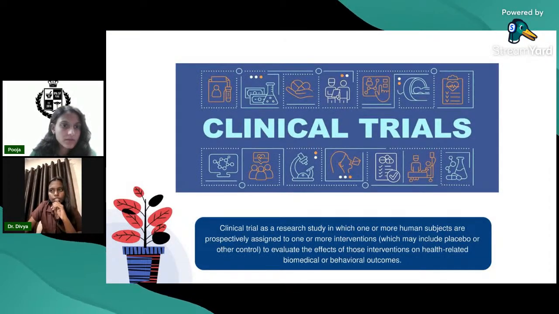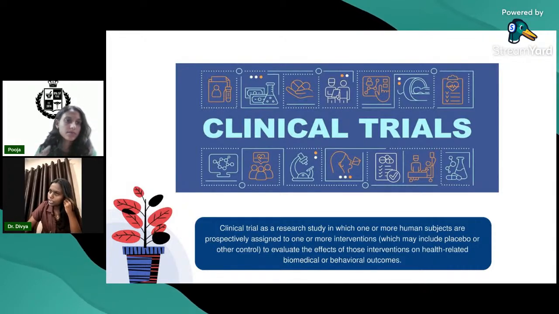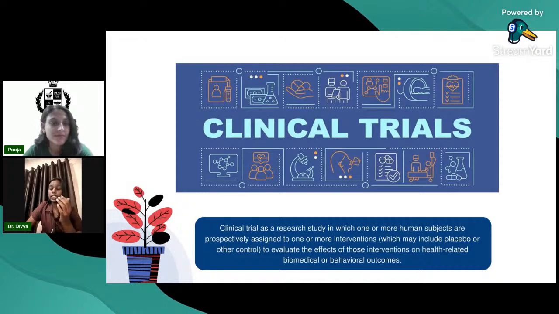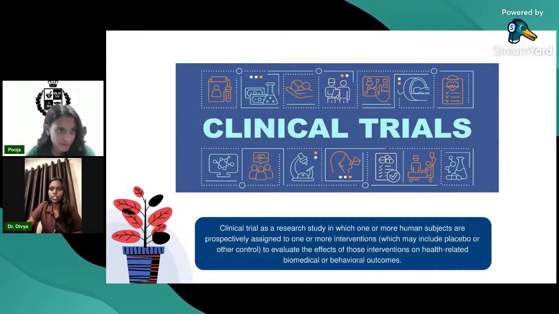Clinical research often has an interchangeable name, that is clinical trial. But if you ask me, they are not completely similar things. Clinical trials are a part of clinical research. But in today's talk, we will focus on clinical trials.